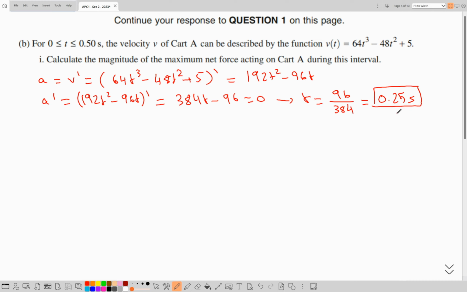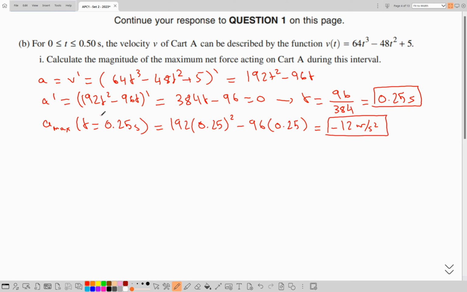This could be a minimum or a maximum value, but since it's the only solution and we're asked for the maximum, then the maximum value of the acceleration happens at 0.25 seconds. So we now need to compute a max, which happens at t equals 0.25 seconds. Now we replace time by 0.25, that would be 192 times 0.25 to the power of 2 minus 96 multiplied by 0.25, and that gives us minus 12 meters per second squared.